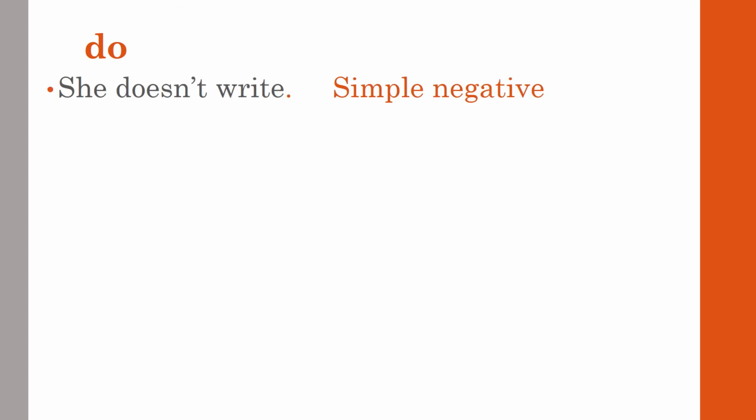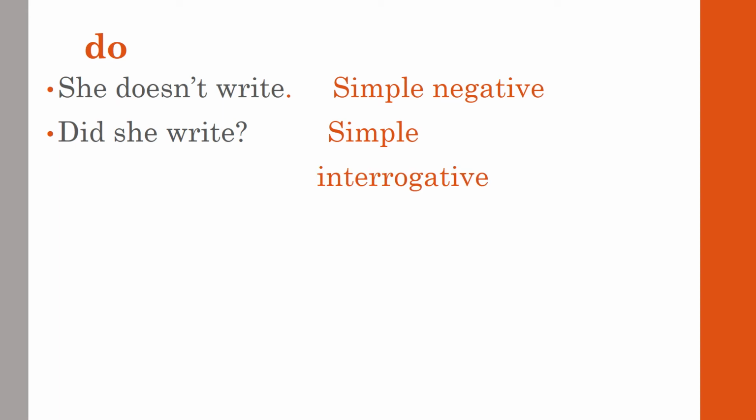So now the last auxiliary verb, do. Do is used in simple negative sentences: she does not write, or she doesn't write. And this auxiliary verb is also used in simple interrogative sentences, like: did she write? So did is the auxiliary verb we are using in a simple interrogative sentence.